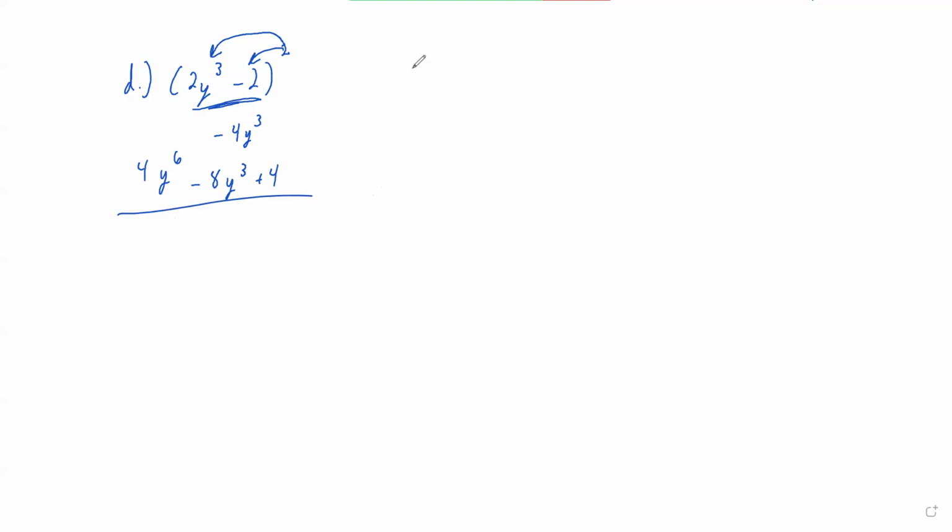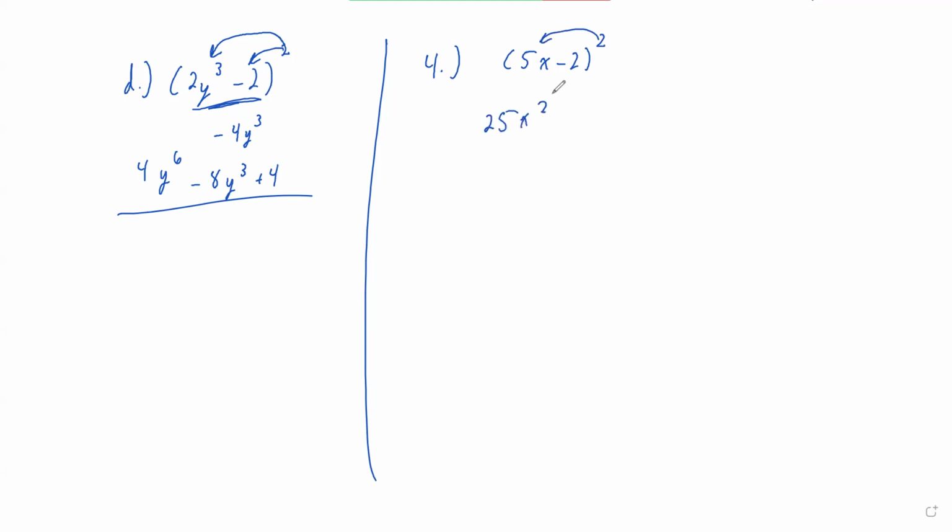Right, so I got one last one on this part here. This is number 4. So if I have 5x minus 2 squared, 5x squared is 25x squared. 5x times negative 2 is negative 10x times 2 would give me negative 20x. And then negative 2 squared is positive 4.